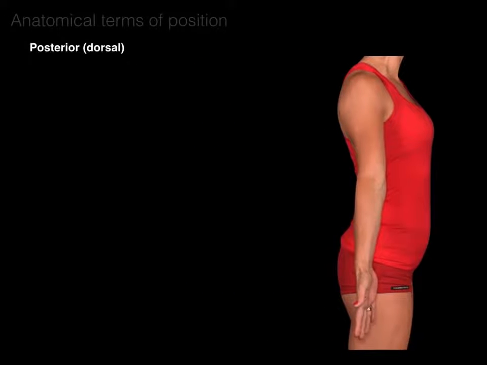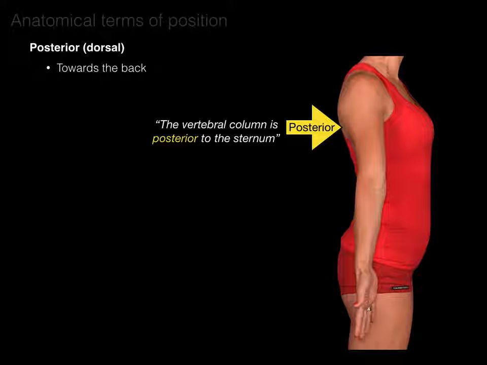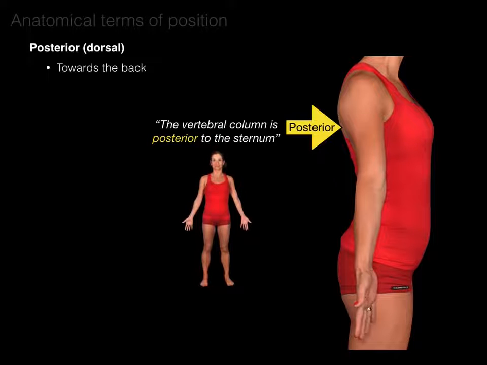In contrast, there's posterior or dorsal, which means towards the back. For example, posterior. The vertebral column is posterior to the sternum, or the vertebral column is dorsal to the sternum. Now, this again, to reiterate, is always in relation to the anatomical position.